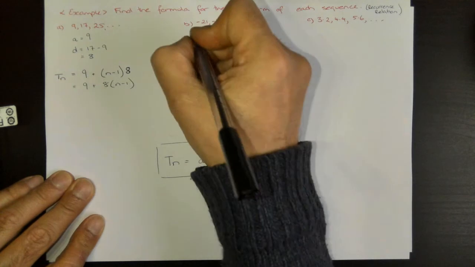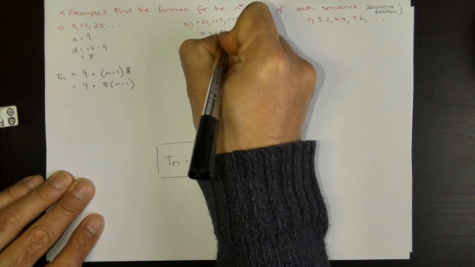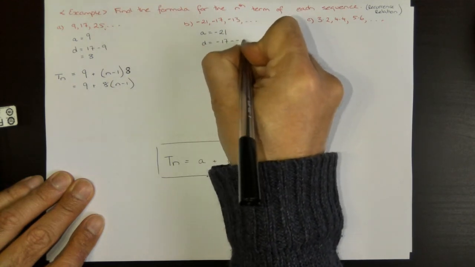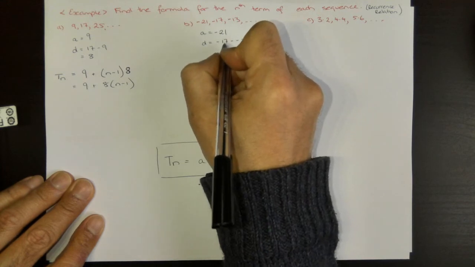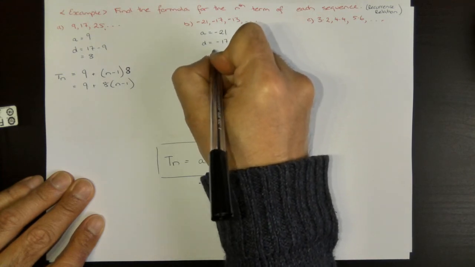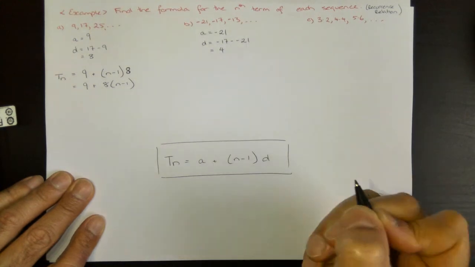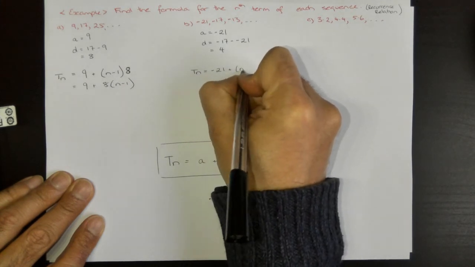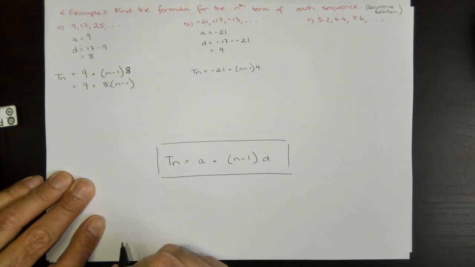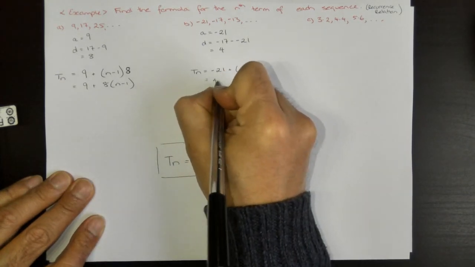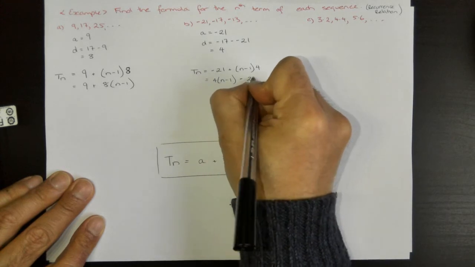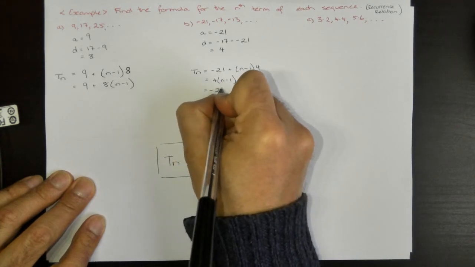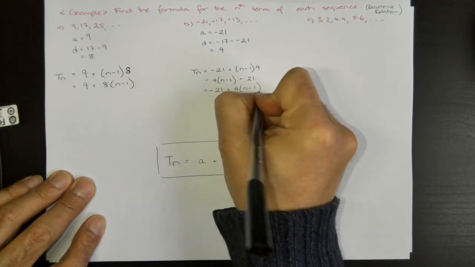Let us look at this example. So here we've got a is equal to negative 21. The common difference is negative 17 minus negative 21, which is a positive 4. So in this situation, Tn is equal to negative 21 plus n minus 1 times d, which is 4. So let's write it: negative 21 plus 4 times n minus 1.